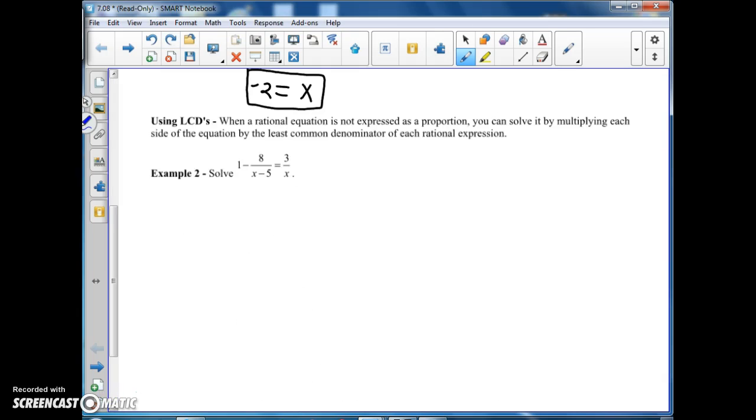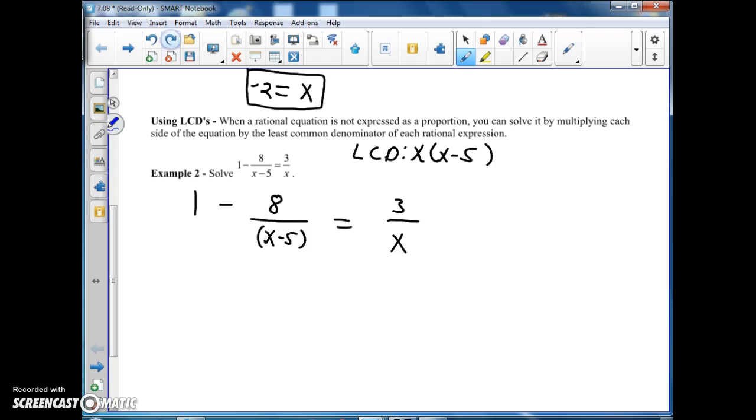Next problem. So take a look at the two fractions. What's the LCD? Yeah, it's x times x minus 5. These are really easy. So all you're going to do now is what you learned to do in the previous lesson. You're going to multiply each part of these by the LCD. I'm going to rewrite the problem because it takes a little bit of room to show you all this.